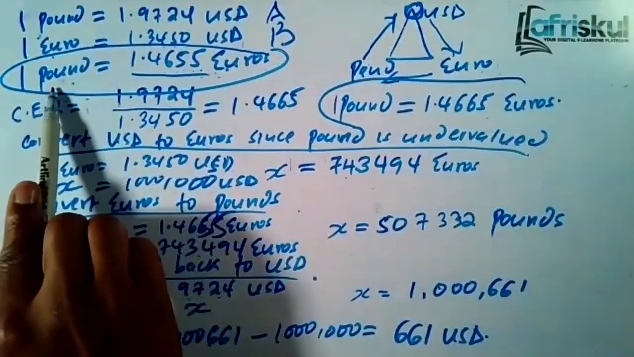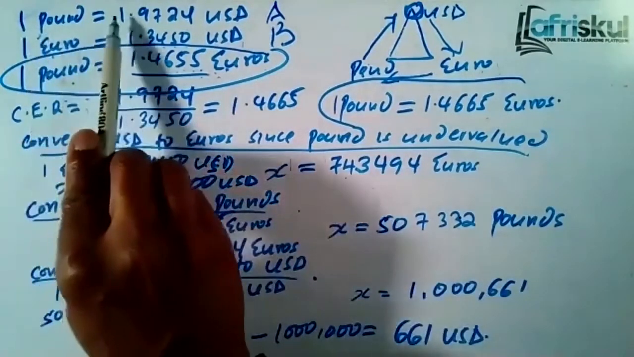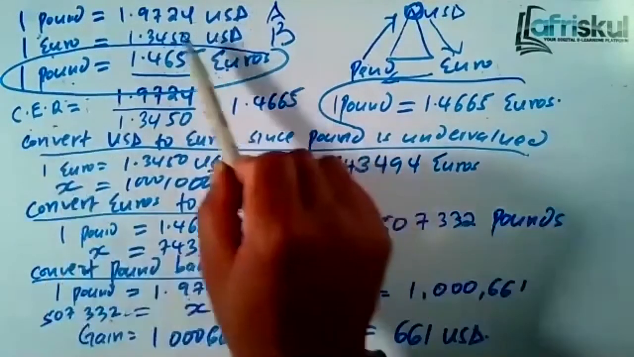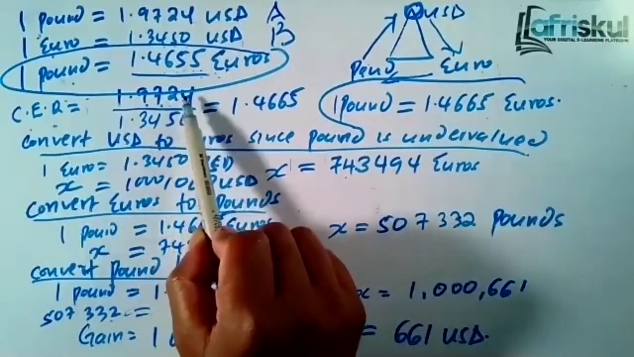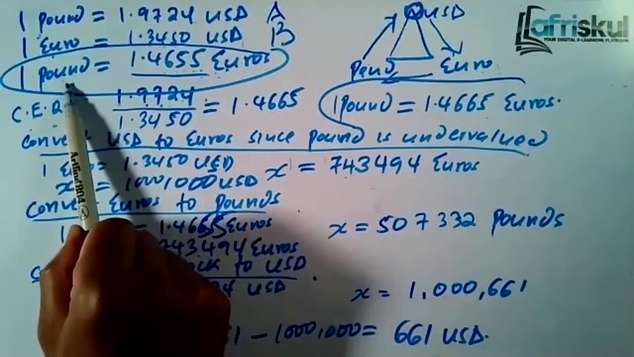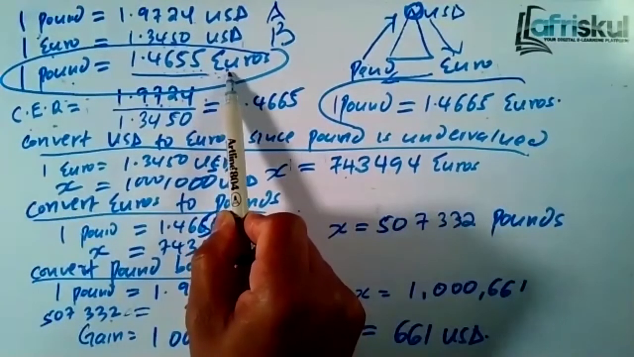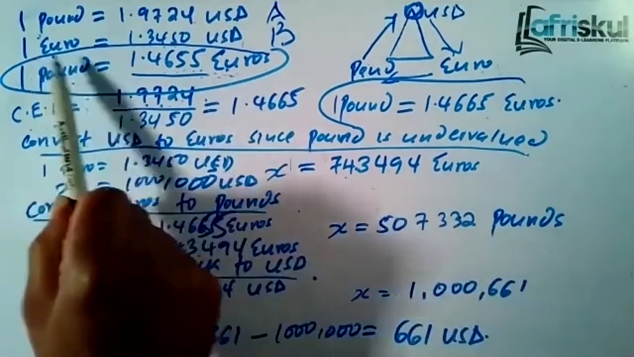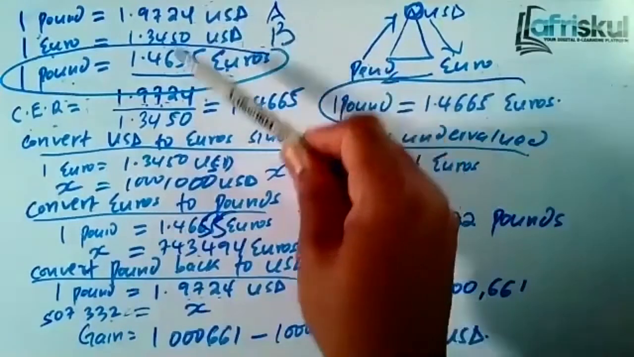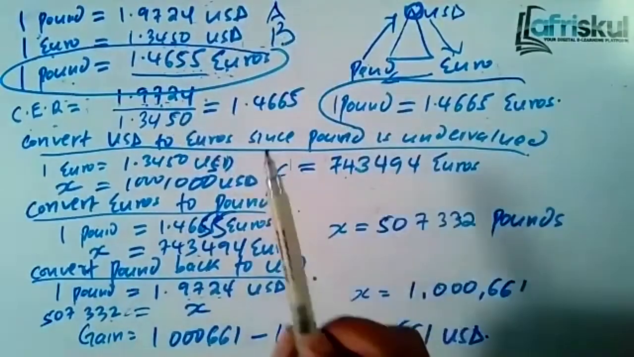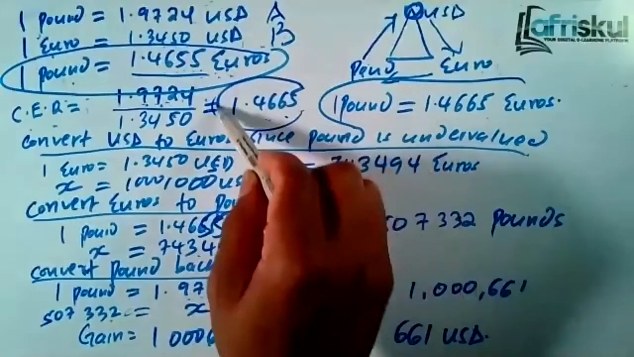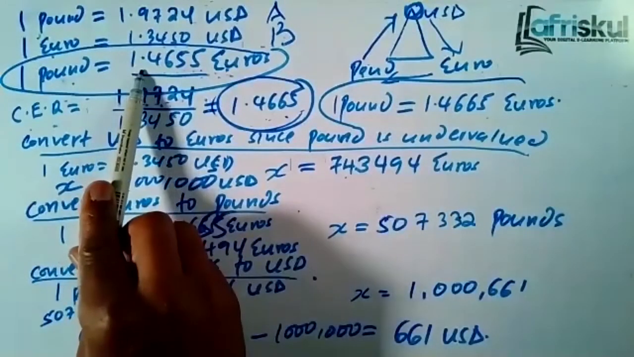1 pound. So this is the value of currency A. So you take 1 pound is equals to 1.9724. That means, to get the cross exchange ratio, you take 1.9724, you divide by value of currency B in dollars. 1 pound to euros. So in this case, you are looking at euros, that's the currency B. 1 euro is equals to 1.345 US dollars. So it's 1.9724 A, you divide by value of currency B in dollars, and you get 1.4665.